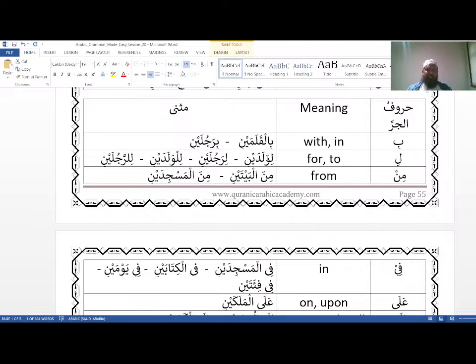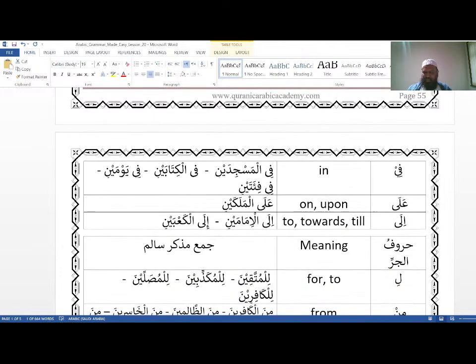للولدين، للرجلين. The mean من البيتين from two houses, من المسجدين from two masjids. Okay. Then في, in: في المسجدين، في الكتابين، في يومين. Some people are left because we know these. These are baby stuff. Okay.